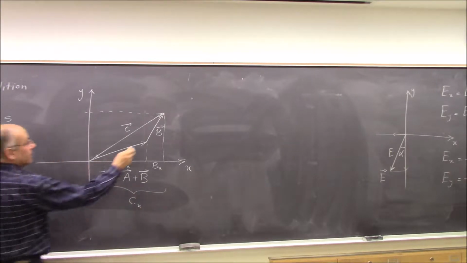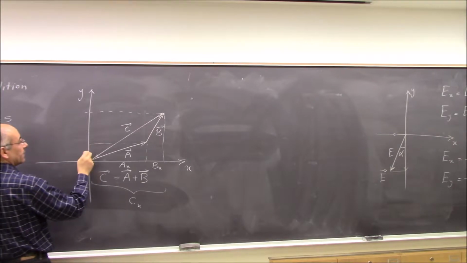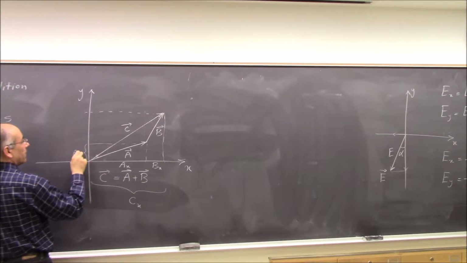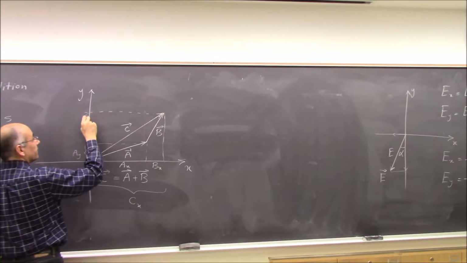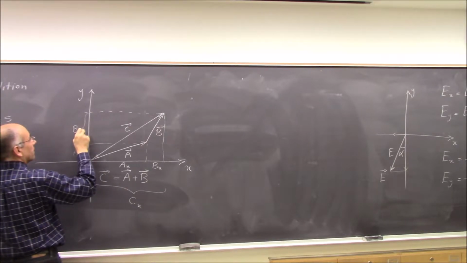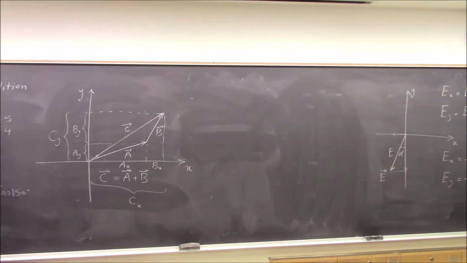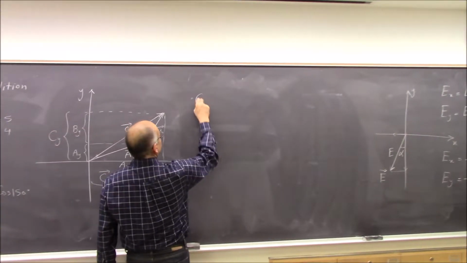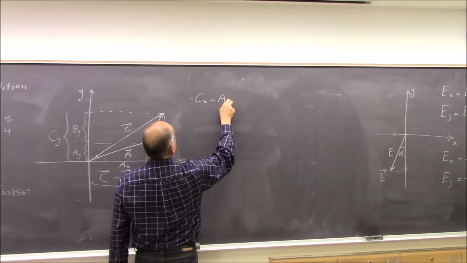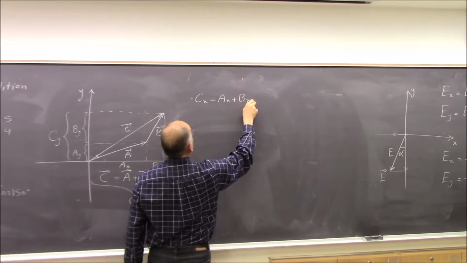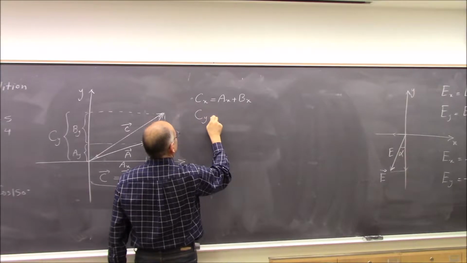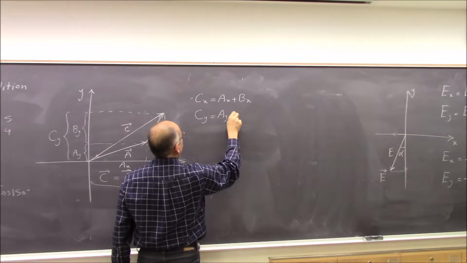Right? And then the same way this way, this is AY. And from here to here is BY. And from here to here is CY. So you can see that CX is AX plus BX, and CY is AY plus BY.